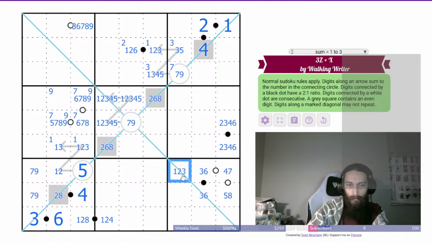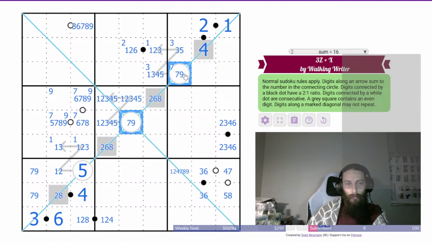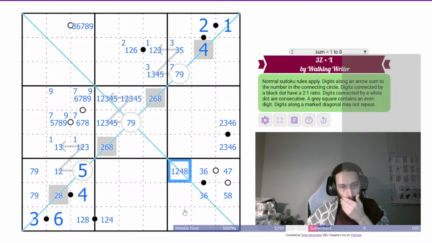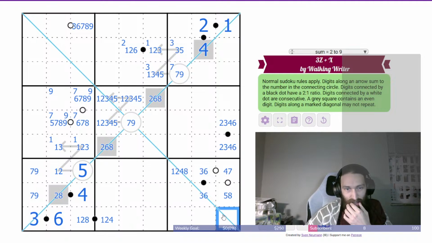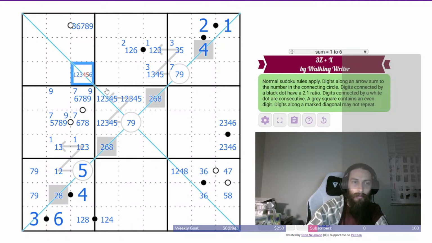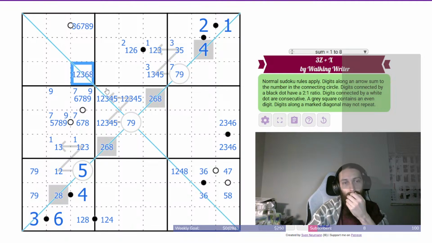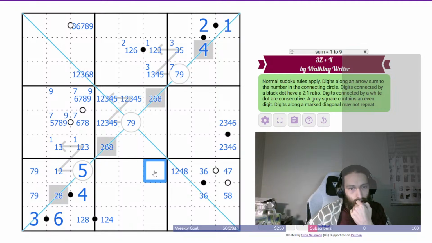What can this digit be? It's not 3, 6, it's not 5, and it can't be 7 or 9. It's 1, 2, 4, or 8. Okay. But this one can't be 7 or 9, 4 or 5. What are we missing?